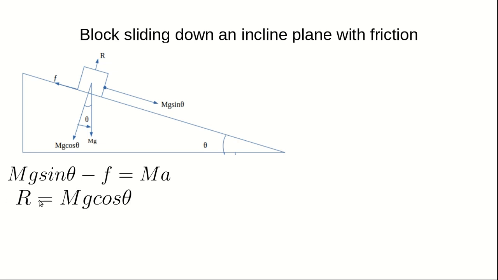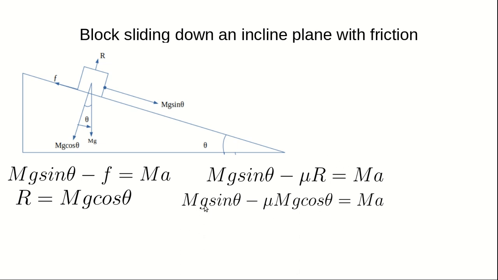By the time we find f, we replace f with mu R, and we have mg sin theta minus mu R equal to ma. That's from here, f is generally known to be mu R. Then R has been found to be mg cos theta, so we can substitute mg cos theta here, and that gives us mg sin theta minus mu mg cos theta equal to ma.